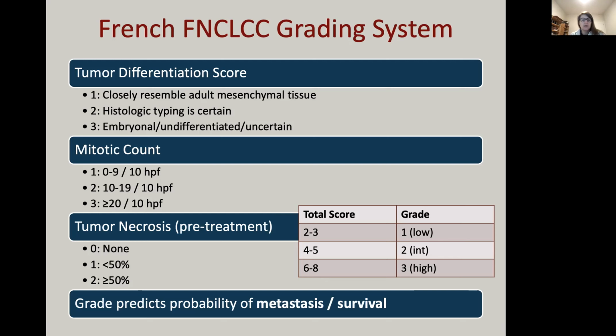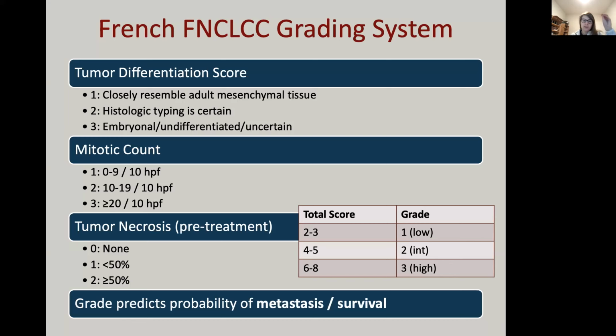Two is mitoses: 0 to 9, 10 to 19, and then greater than or equal to 20. So pretty self-explanatory. And tumor necrosis, of course, is measured pre-treatment, right? Once the patient has had treatment, effect may take the form of true necrosis, or stromal hyalinization, stromal degenerative change, inflammation, abscess, or granulation tissue. All of those things might be treatment effect. That's why we don't grade, quote unquote, necrosis after treatment, because it could be a treatment effect. 0 for none, 1 for less than 50, 2 for greater than or equal to 50.